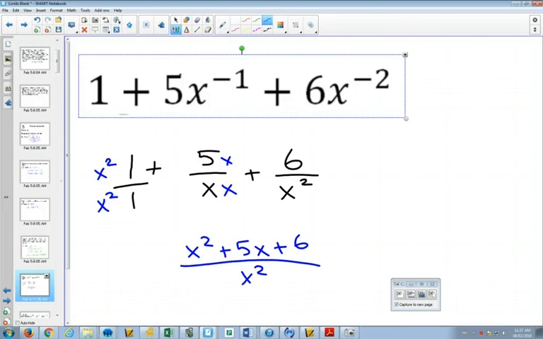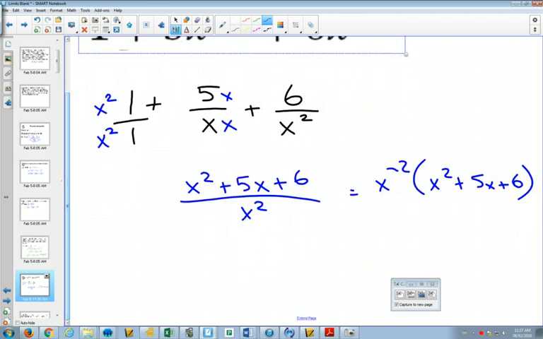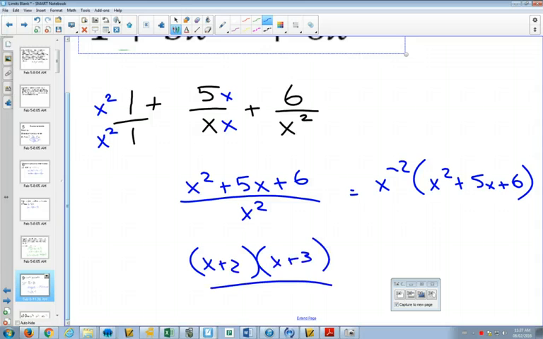Can you see that that's the same as when we factored out that x to the negative 2 before? So here's a connection between two different ways of looking at the same question. One as rational expressions and just trying to get a common denominator. And sure enough, now you could factor this to be x plus 2, x plus 3, all over x squared. Or you could have done it the other way.